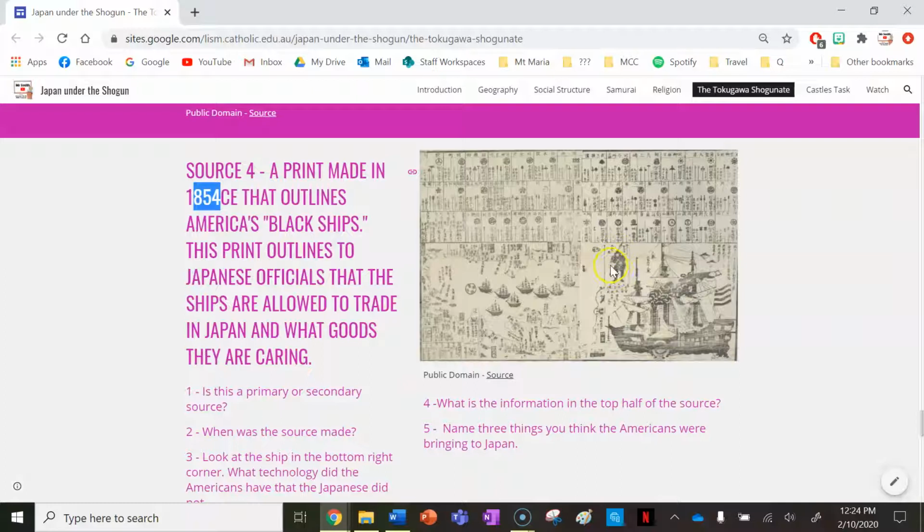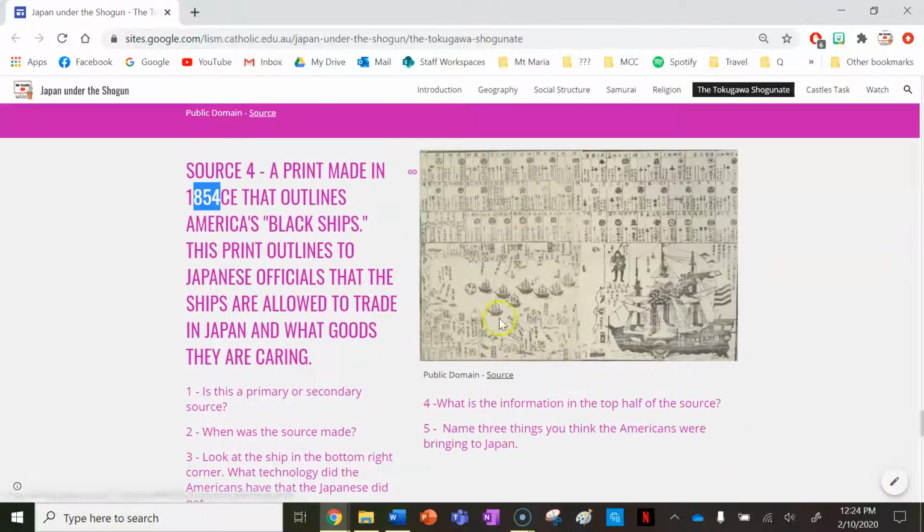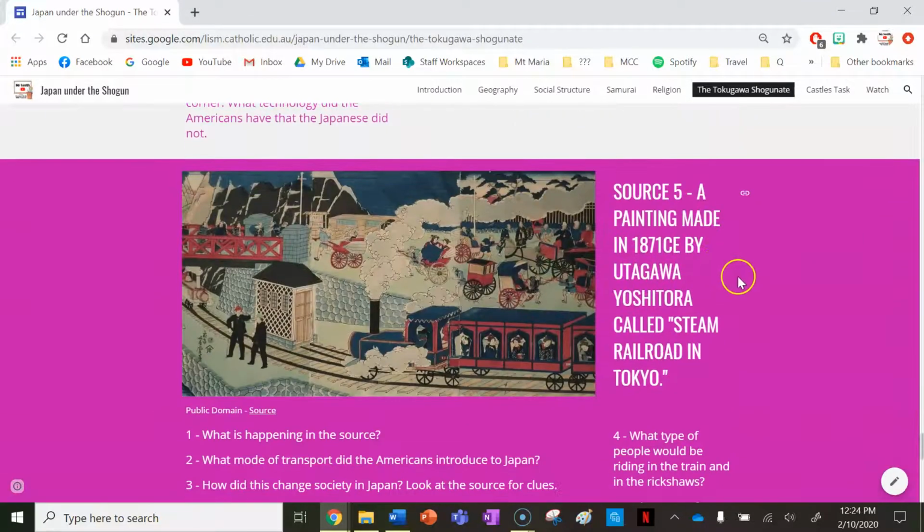Also, we can see a soldier here with a gun. So we can say that they were bringing guns in. So that's 2 things. I'll let you guys find another one as well.